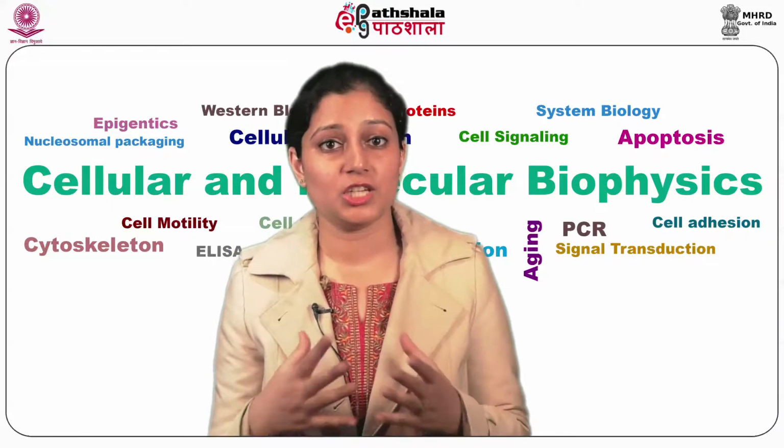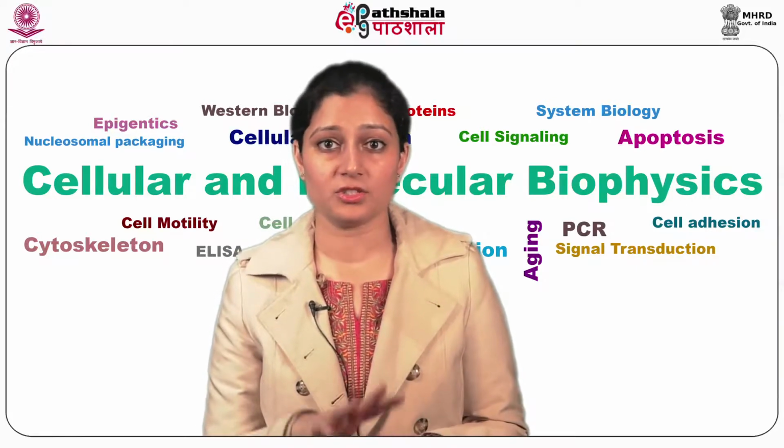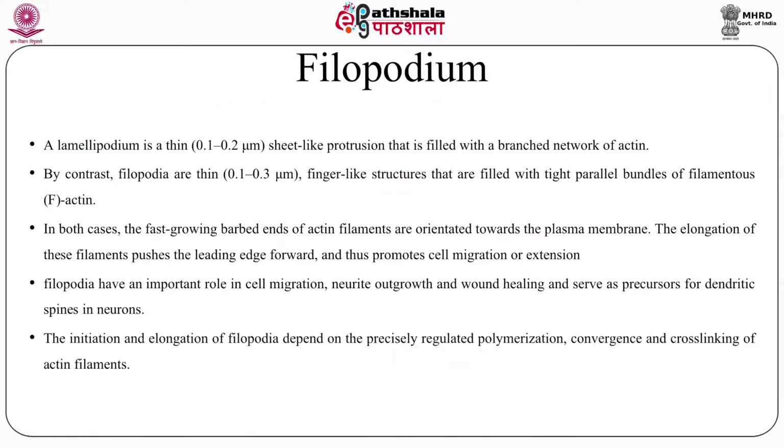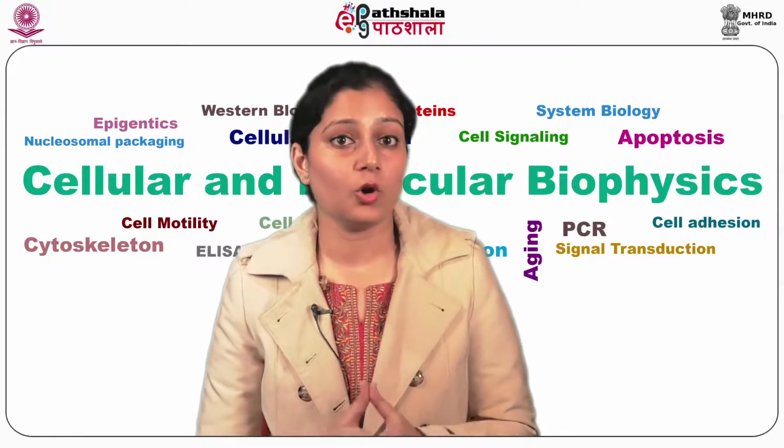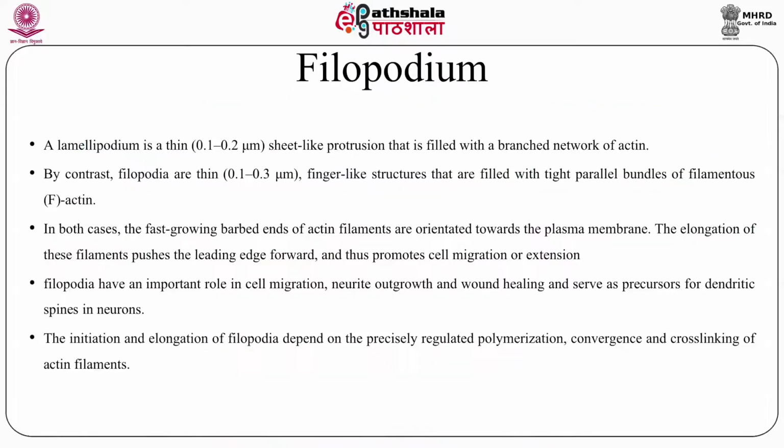Lamellipodia is a thin sheet-like protrusion that is filled with branched network of actin filaments. By contrast, filopodia are thin finger-like projections that are filled with tight parallel bundles of filamentous F-actin. In both cases, the fast-growing barbed ends of actin filaments are orientated towards the plasma membrane. The elongation of these filaments pushes the leading edge forward and thus promotes cell migration or extension. Filopodia have an important role in cell migration, in neurite outgrowth and wound healing. And they also serve as precursors for dendritic spines in neurons.